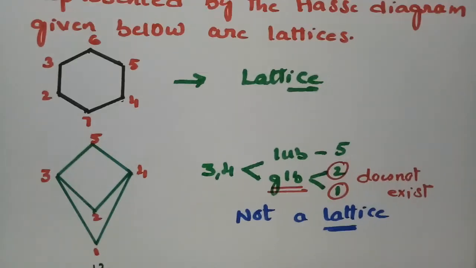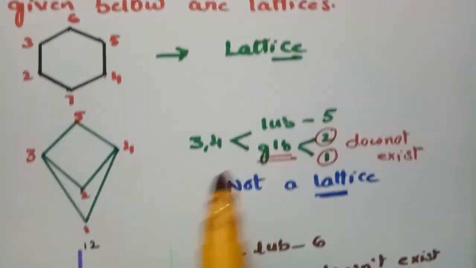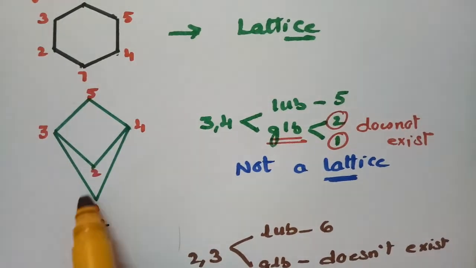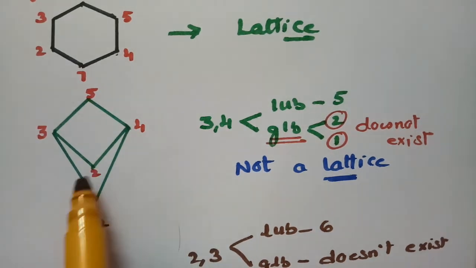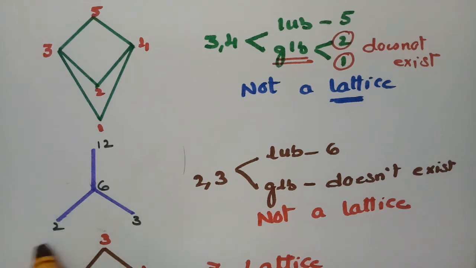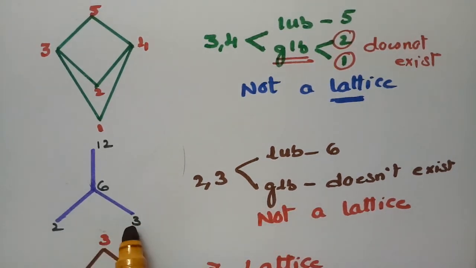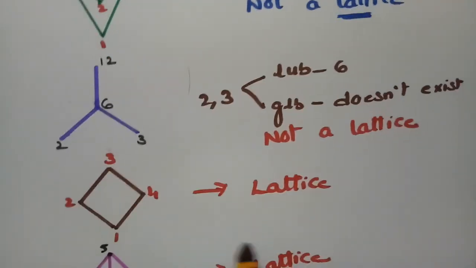For each and every pair of elements it should possess the greatest lower bound and the least upper bound. So the first Hasse diagram is a lattice. The second one, as it has two greatest lower bounds, is not a lattice, and it has a single top. And here we have this one, the greatest lower bound of 2 comma 3 doesn't exist. So the lower bound doesn't exist, therefore it is not a lattice.